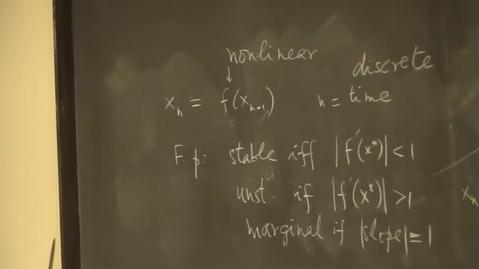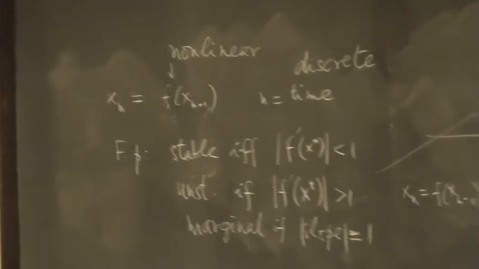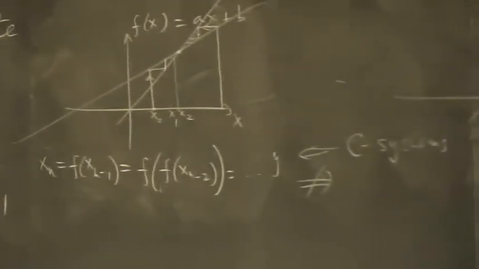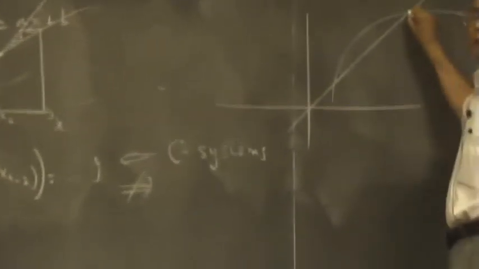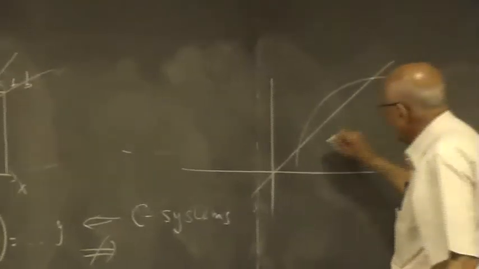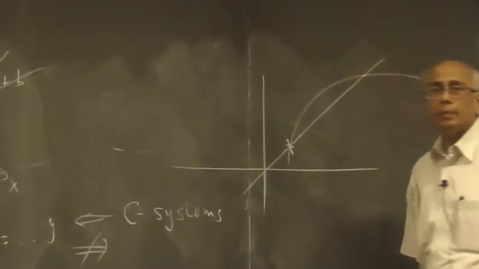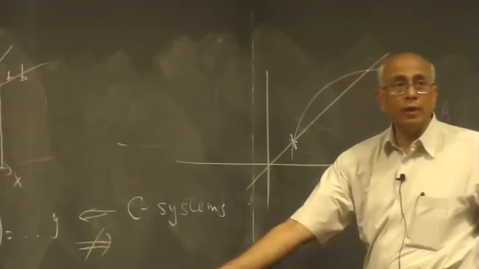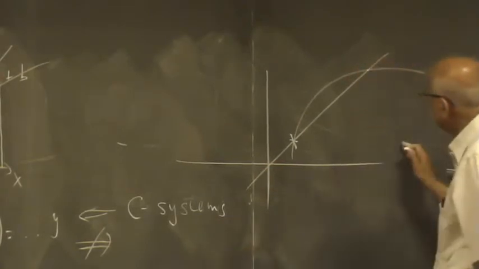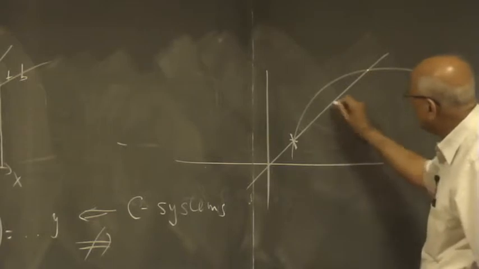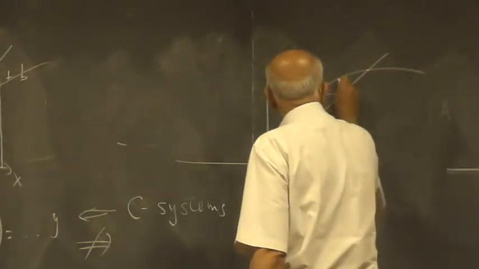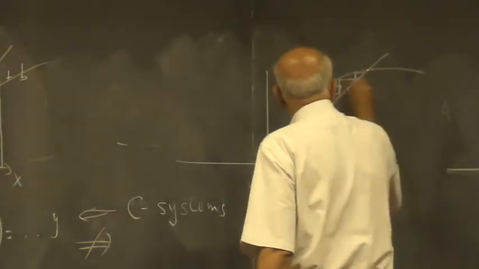But in a non-linear function, here's your 45-degree line. Suppose this was your function. Then it's immediately clear that this is a stable fixed point because the slope is less than 1, and this is an unstable fixed point. So if you start at any point here, you're going to flow off to minus infinity. If you start at any point here, you're going to flow into this, and if you start in between also, you flow in there, because if you do this, you go here, and you pick this.